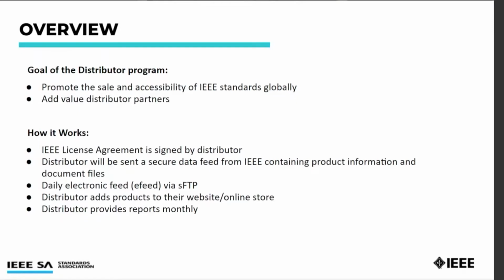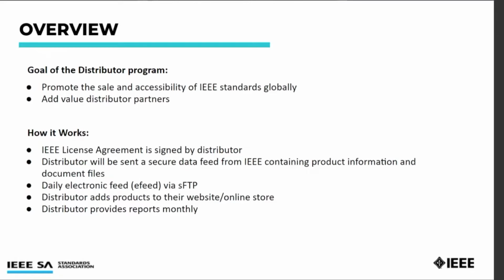The primary goal of the Distributors program is to promote the sale and accessibility of IEEE standards globally. The IEEE Standards Association, IEEE SA, is able to offer customers products that could be key to helping you showcase valuable information to your customers while helping to grow your bottom line. Only IEEE standards are offered in this program. The goal of this presentation is to help you navigate through and understand the electronic data being sent to you.